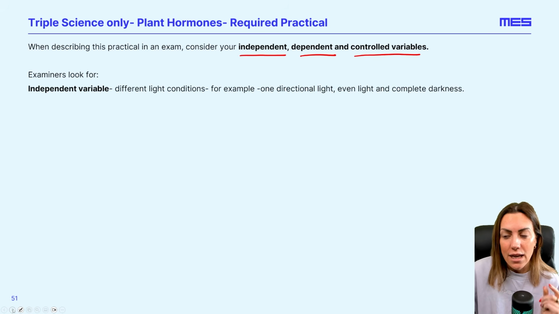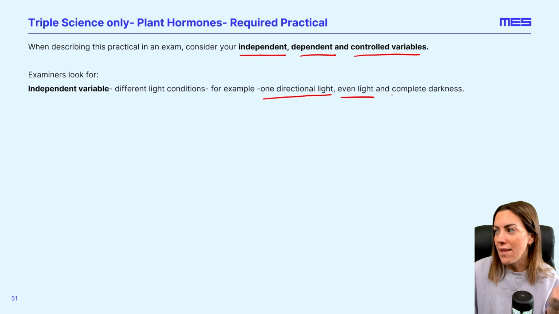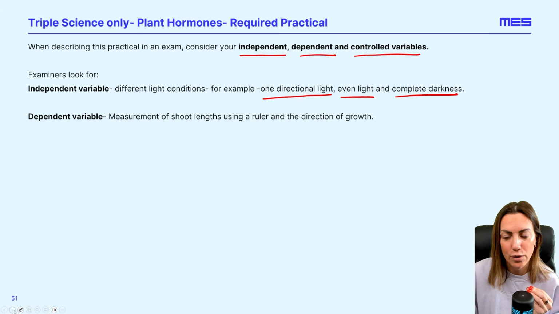So the independent variable in this required practical, because we're investigating the effect of light, the thing we're changing, is the different light conditions. So you have to make it clear in your answer that you are looking at different light conditions. So one directional light, which is your cardboard box with a hole with a lamp shining. Even light, so plants just out in the open with light from all around. And then you could even maybe do complete darkness as well. So you've got three different versions. That's what you're changing. That's your independent variable.